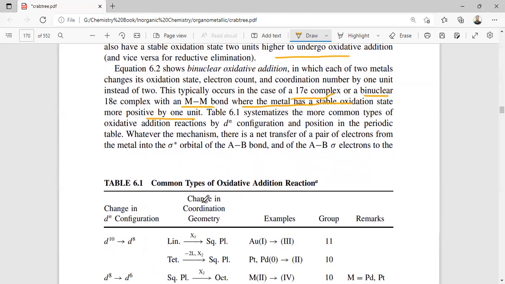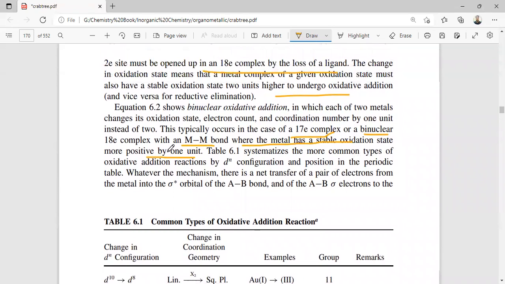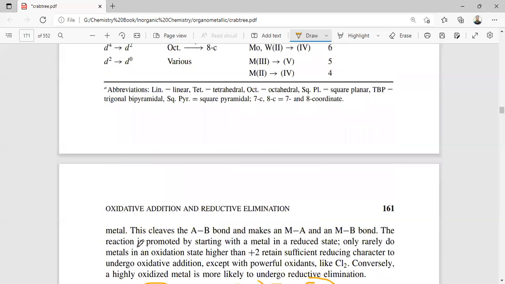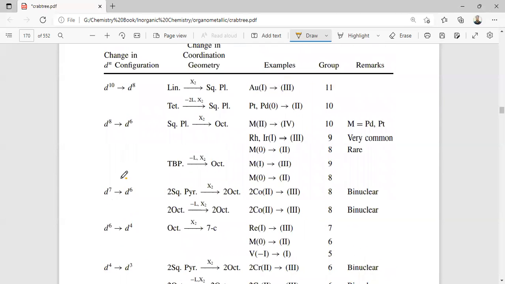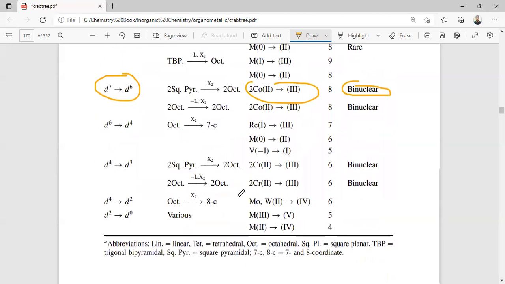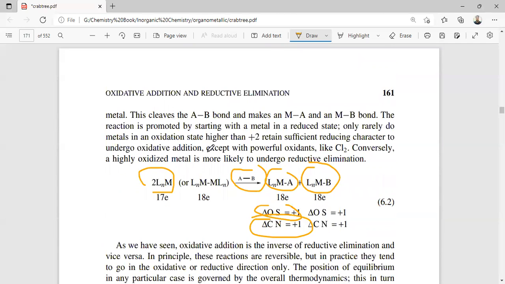So in this table are the more common types of oxidative addition reaction by d-n configuration and position in the periodic table. Whatever the mechanism, there is a net transfer of a pair of electrons from the metal to the sigma star orbital of the A-B bond, and of the A-B sigma electrons to the metal. So some examples, suppose a d7 to d6, here cobalt 2 to cobalt 3, the binuclear oxidative addition.